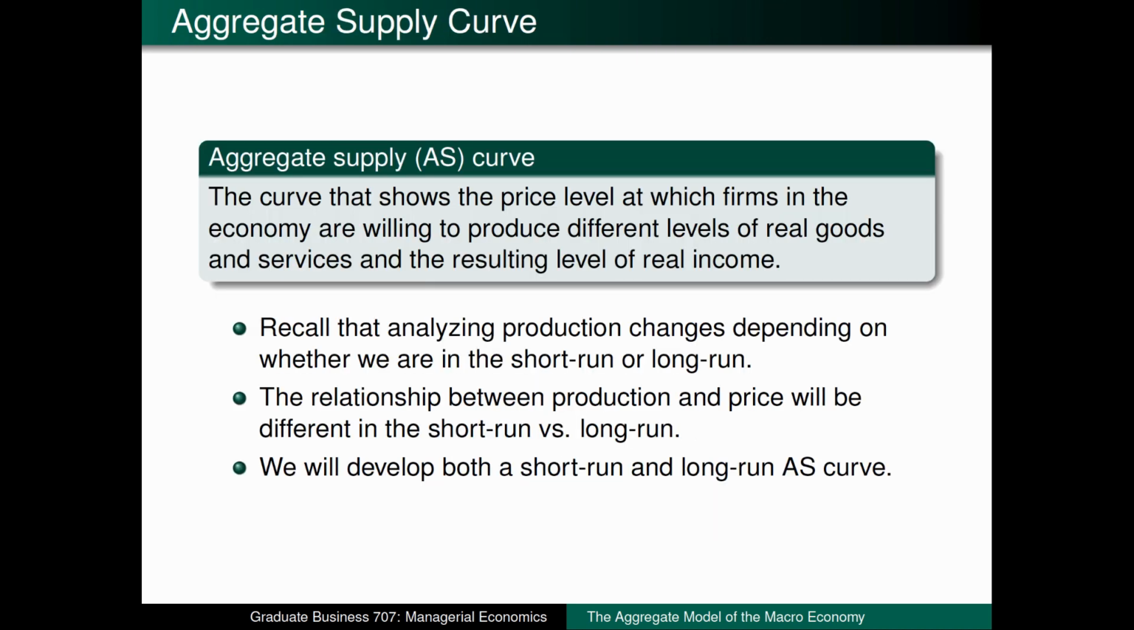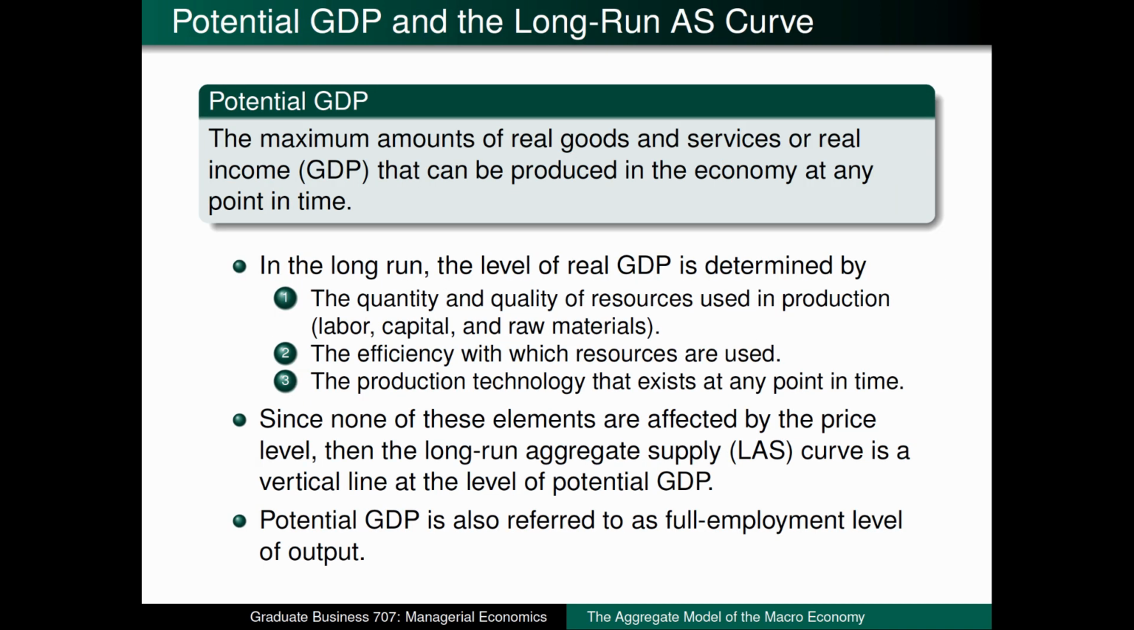Recall from the chapter on production and cost that we had to differentiate between the short run and the long run. Back then, we said that the difference was that in the short run, labor was variable and capital is fixed, whereas both labor and capital are variable in the long run. Here, aggregate supply will represent production in the United States, so we will need to differentiate between short-run aggregate supply and long-run aggregate supply. We'll actually start with the long-run perspective on production.